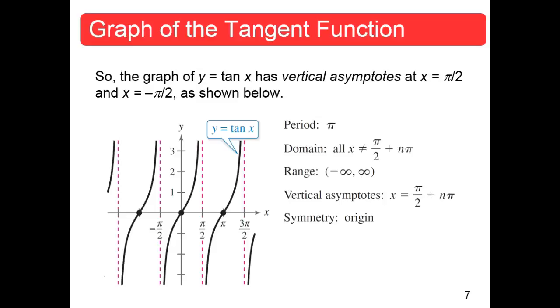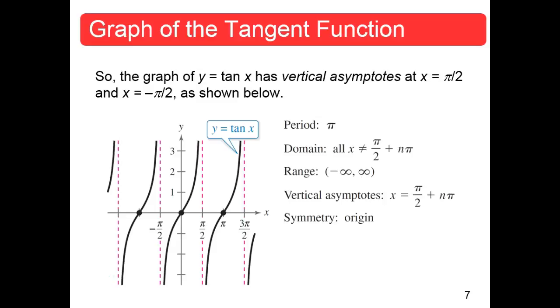And sure enough, you see that. Okay, it's 0 here, and 0 at pi, 0 at 2 pi, 0 at negative pi. It repeats every pi. The domain, all real numbers x, except your half pi's. 1 half pi, 3 half pi, 5 half pi, negative 1 half pi, negative 3 half pi, and so on. So we express that with all x's as long as they're not equal to 1 half pi plus n pi. Not 2 n pi because the period is pi. The range, all real numbers.